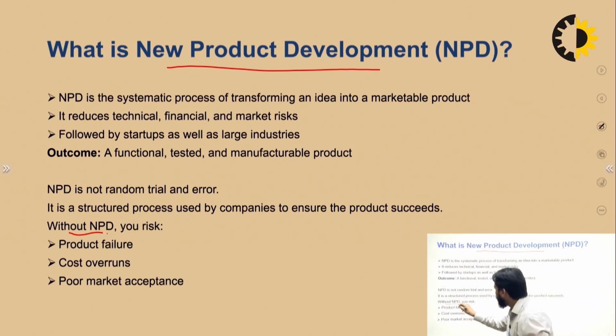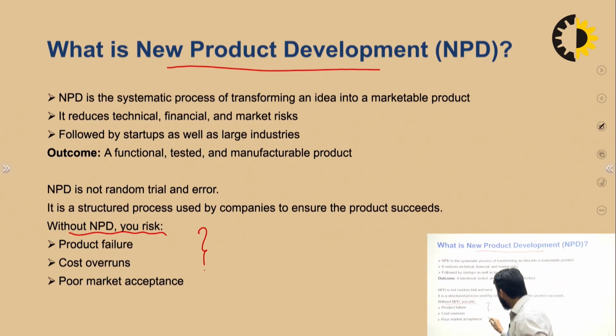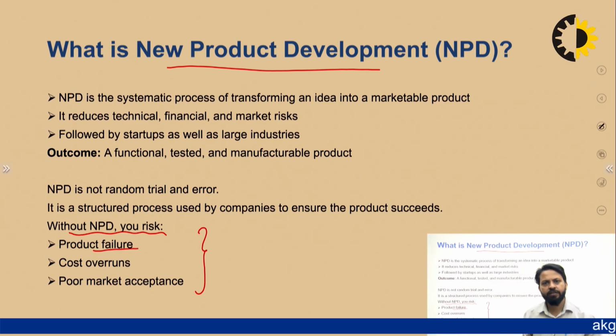And why are you doing this new product development? Big companies have invested so many hours, so much capital, so many resources in this process. Otherwise, what will occur is product failure. In the initial phase itself, the product will fail. Then cost overruns: in the planning stage, you have not analyzed the actual cost, and the cost might overrun. That will lead to product or service failure.